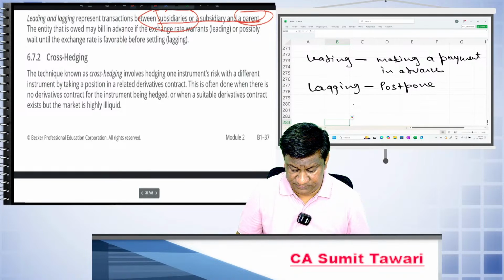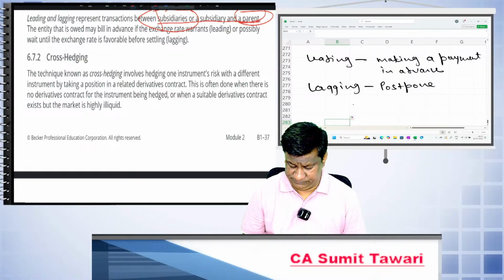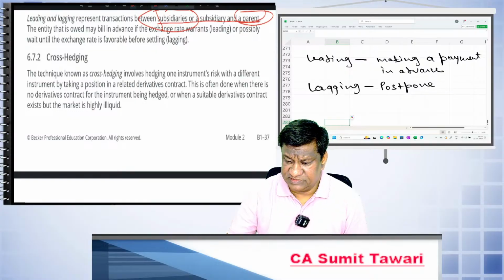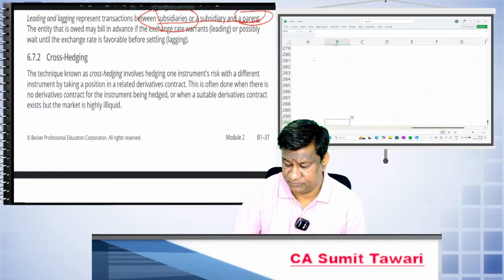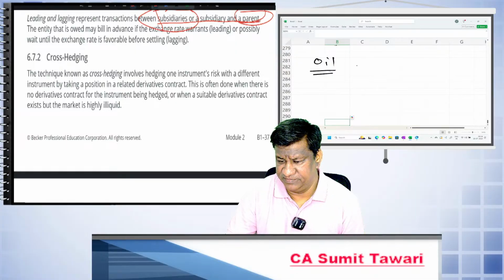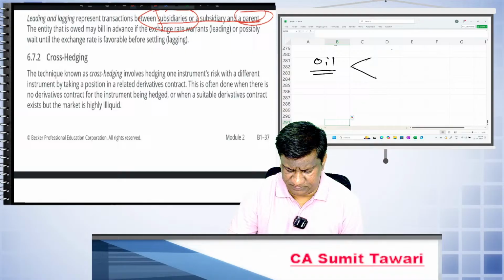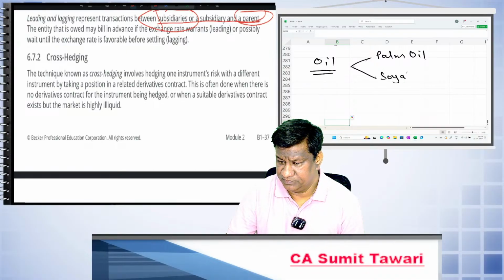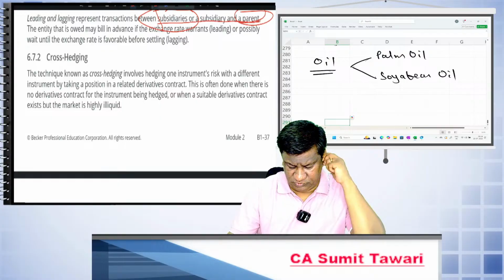Okay, so like, let me think. Example of cross hedging. Just a minute. Say, for any product, you can consider the example of oil. Okay, so there is palm oil and soybean oil. I'm just giving an example.